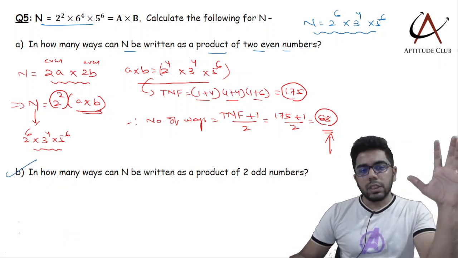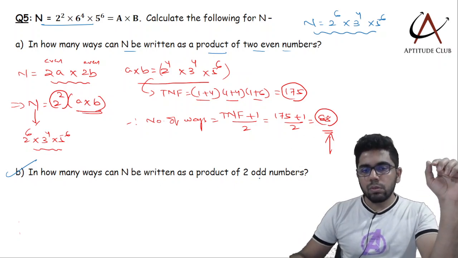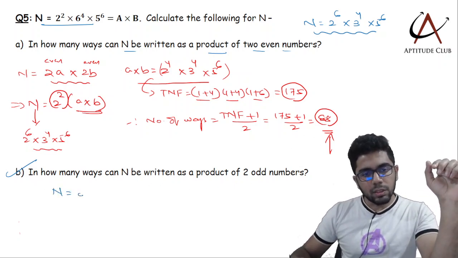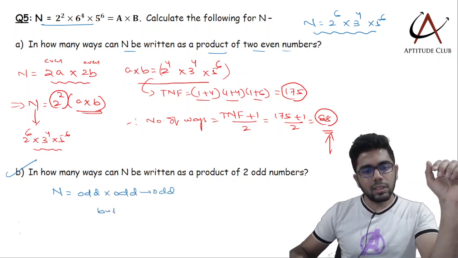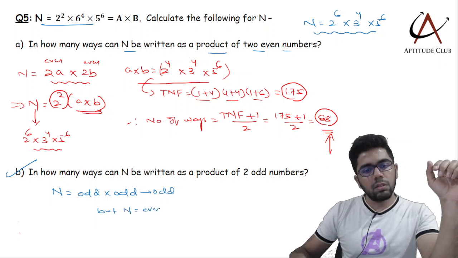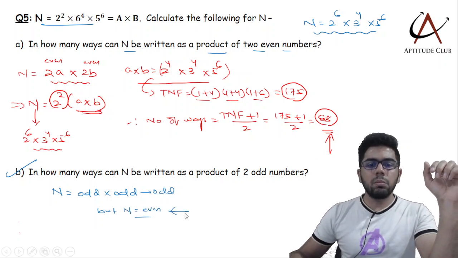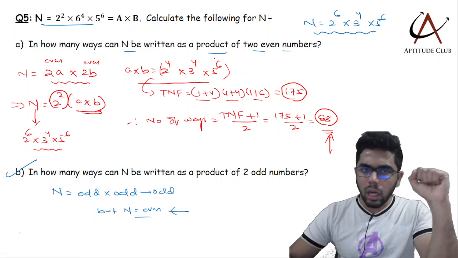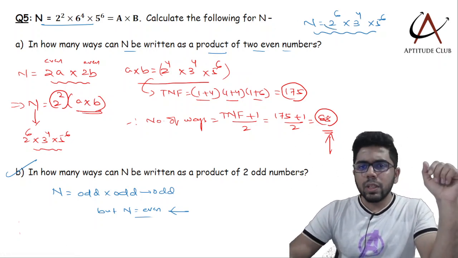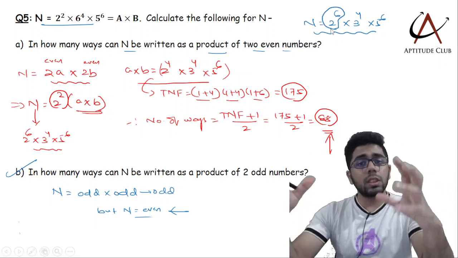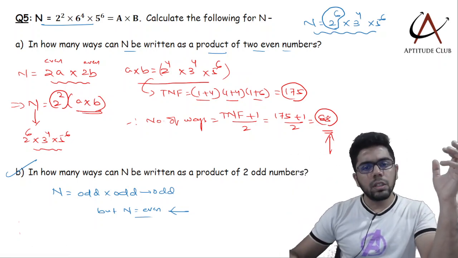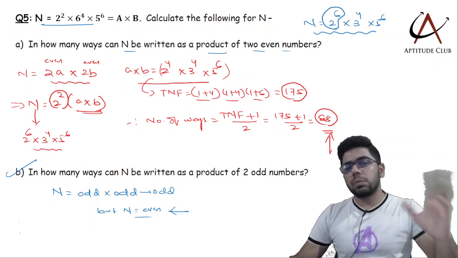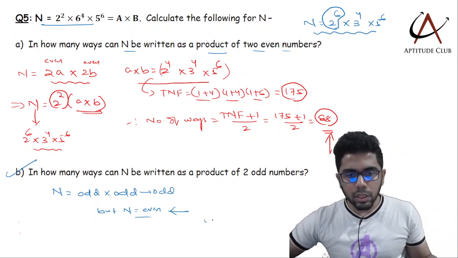This one is a tricky question. In how many ways can n be written as a product of two odd numbers? Can I write n as product of two odd numbers? Odd into odd will give me odd, but I can see that n is an even number. तो एक even number को product of two odd numbers तो नहीं लिख सकते. How will you know that n is an even number? क्योंकि n में 2 to the power 6 है, एक भी 2 आ जाता है तो it becomes an even. तो 2 to the power 6 है, तो n definitely even number है. अगर n even number है, I cannot express it as product of two odd numbers. तो आंसर यहाँ पे आएगा not possible.